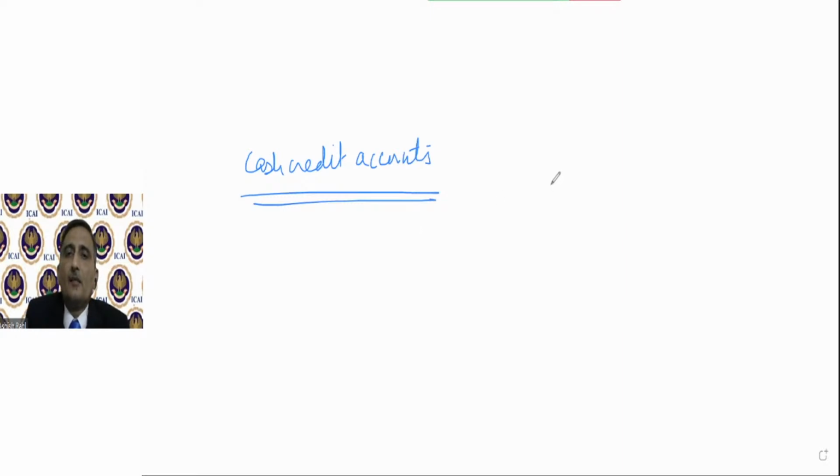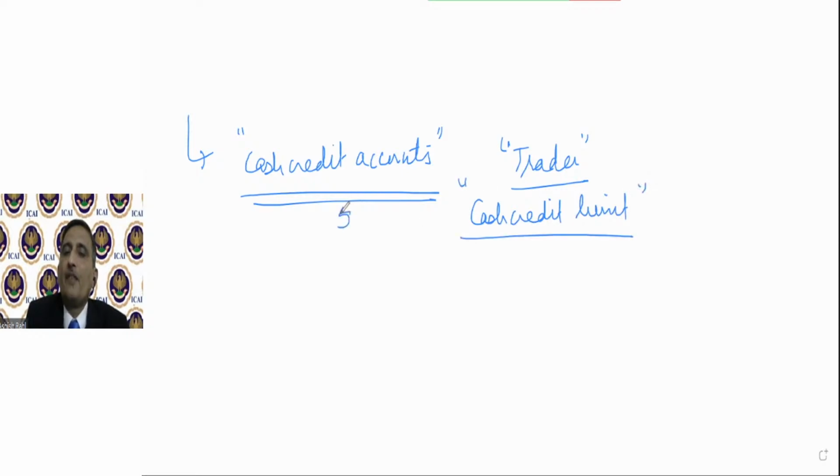Say guys, I am a small business. Say I am a trader. We take a simple example. I am a trader and I have got a cash credit limit sanctioned from a branch of a bank, say of rupees 50 lakhs. So what does this mean? It means that I can use funds at any time up to rupees 50 lakhs.